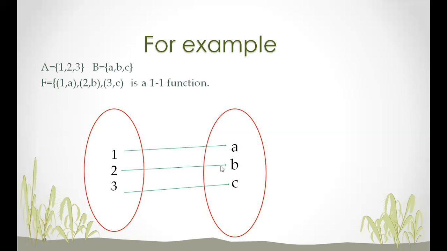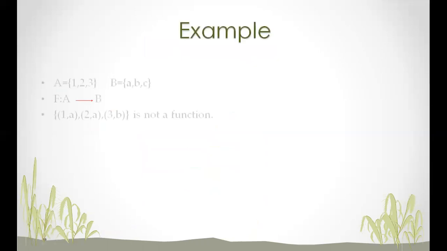Similarly, when B becomes the image of 2, then B definitely cannot become the image of other elements. So this is the clear view of a one-one function, and I hope you learned it clearly. Let's see one more example: here 1, 2, 3 and A, B, C, and here A is repeated twice.